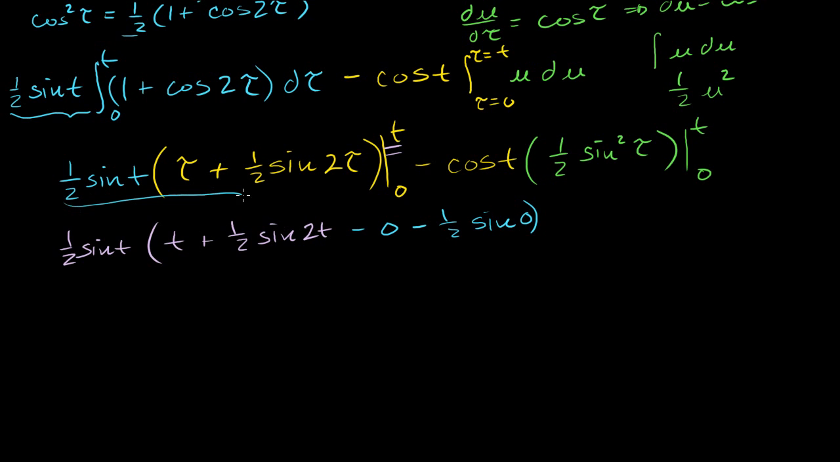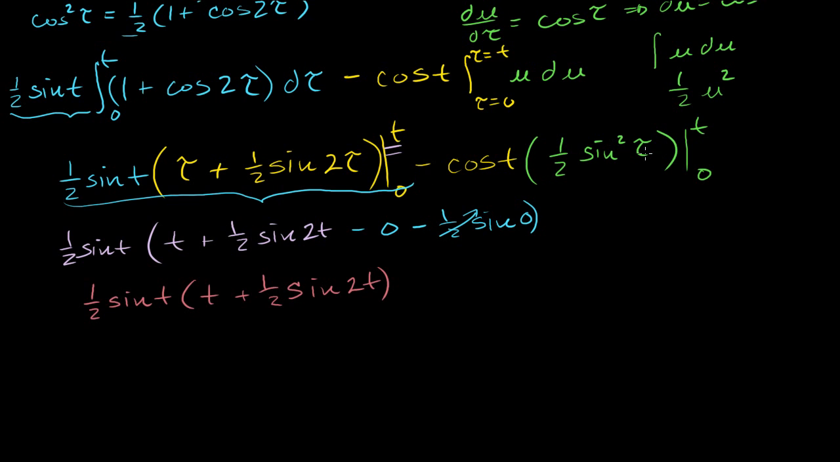So this part right here, this whole thing right there, what does that simplify to? Well, sine of 0 is 0. So this is all 0. So this first integral right there simplifies to 1/2 sine of t times t plus 1/2 sine of 2t.